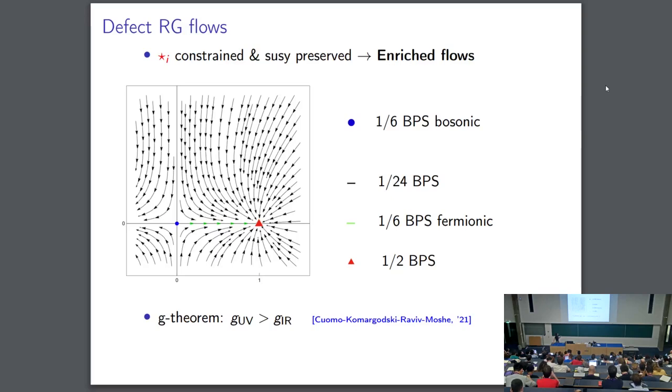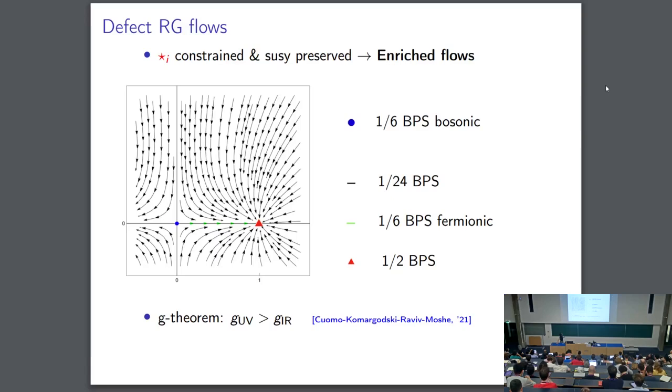And all these points are 1/24 BPS. Or you can do it in this green line here, along which all the operators are 1/6 BPS. And along this green line, we were able to establish a g-theorem. So the expectation value of our Wilson loop operator actually defines a g quantity such that g_UV is greater than g_IR.